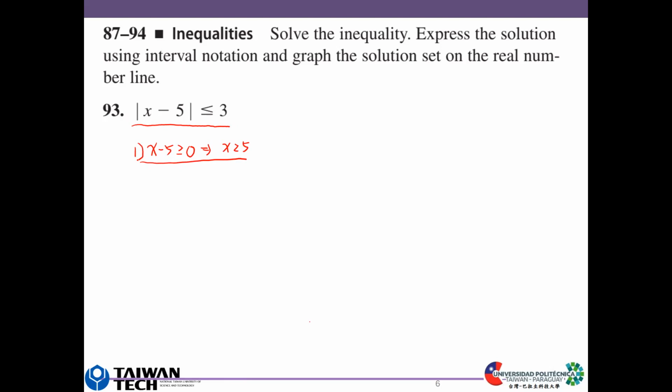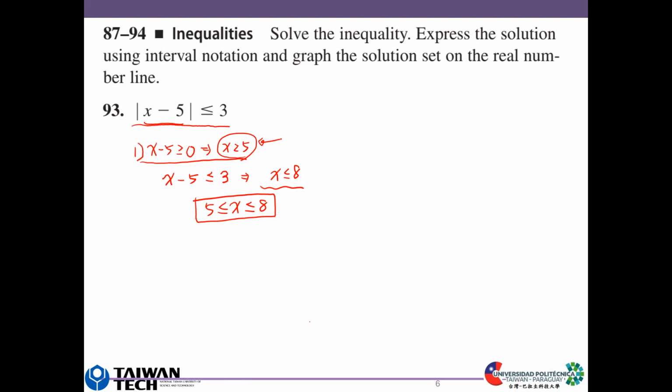The value within this absolute operator could be positive or negative. So first, we assume what is inside this absolute operator is positive. Then we can get rid of the absolute operator directly, so it becomes x minus 5 less or equal to 3, and we have x is less or equal to 8. Combining these two, because x larger or equal to 5 is the condition for this solution, we have x larger or equal to 5 and less or equal to 8. This is our first solution under this condition.